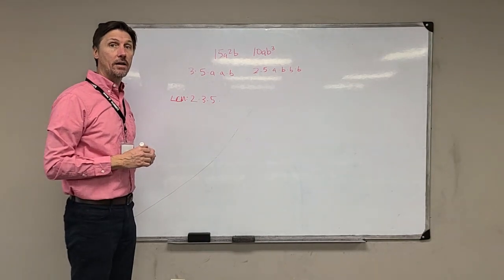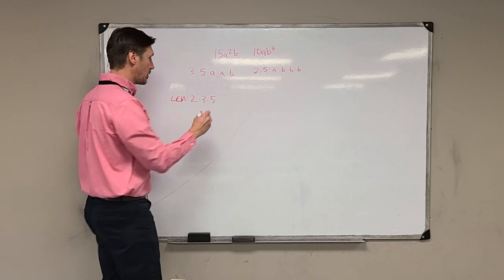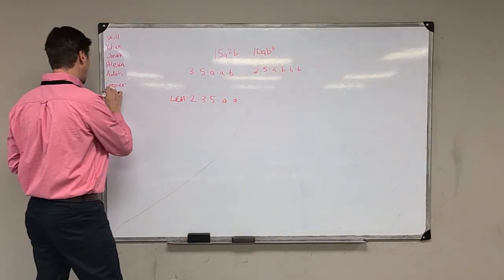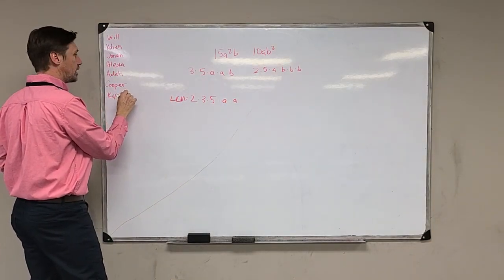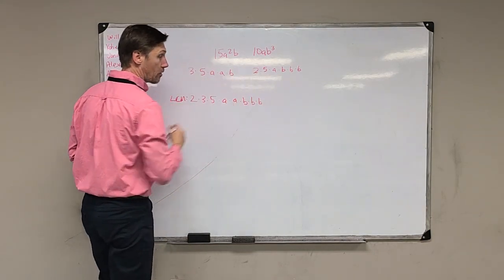So what would it be? What are the most a's that we have? 15a squared. Right here, right? We have 2 a's, so we need to write down 2 a's there. And then finally, the most b's we have are in the right-hand term, and we've got 3 of those guys. So we need to write down 3.